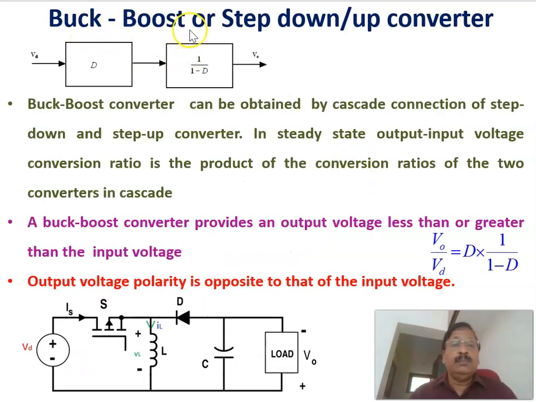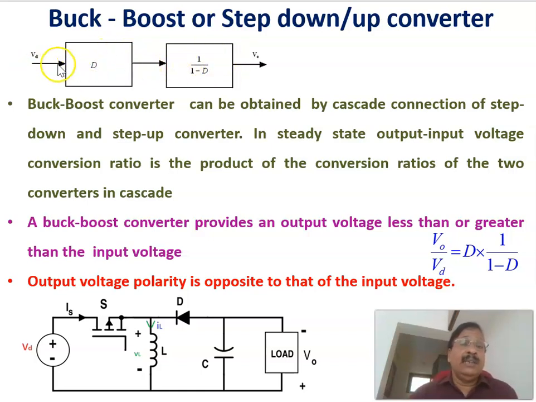Now coming to the buck-boost converter. A buck-boost converter can also be called a step-down and step-up converter. The voltage can either be stepped down or stepped up. That's why it's called a step-down up converter or buck-boost converter. Basically, it can be considered as two converters connected in cascade.